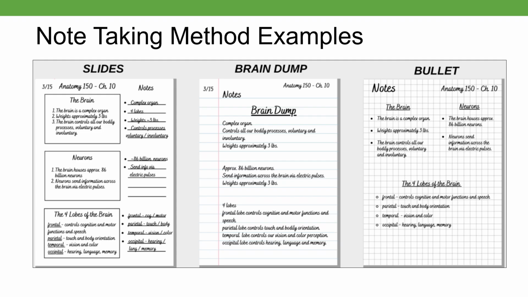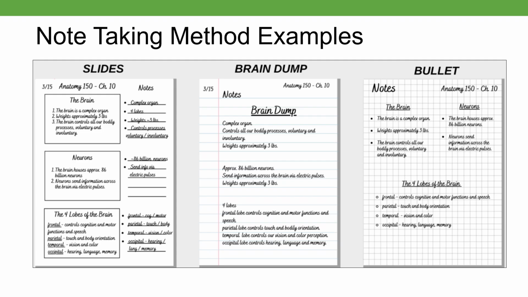Brain dump note-taking helps students get all their ideas down on paper before organizing them. This method is especially useful for pre-writing, as it allows students to identify, categorize, and structure their thoughts. Starting with a brain dump can make the process clearer and more manageable.